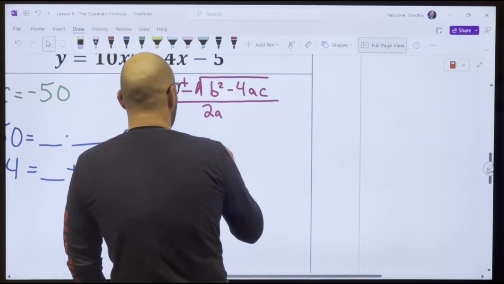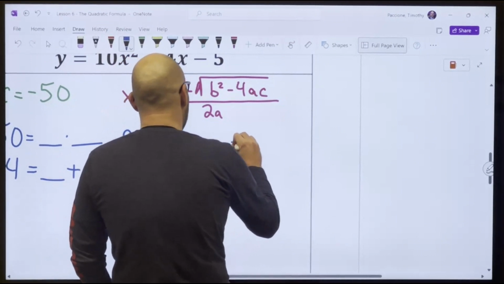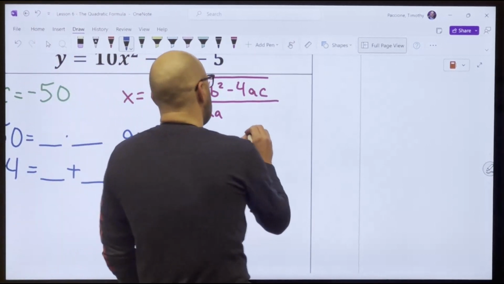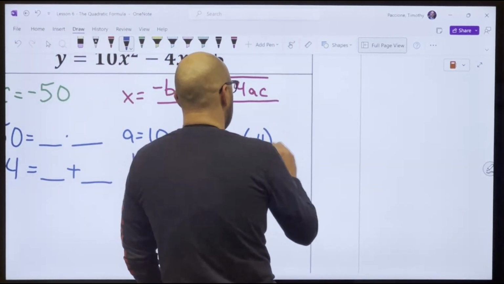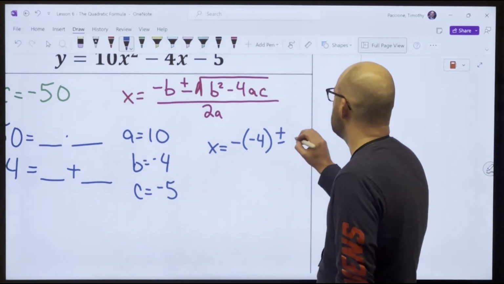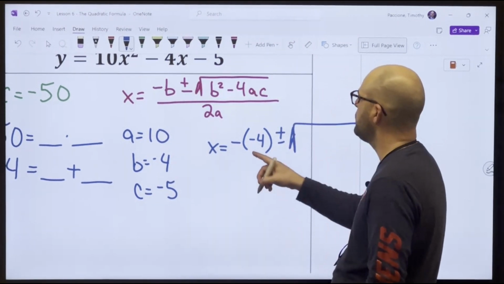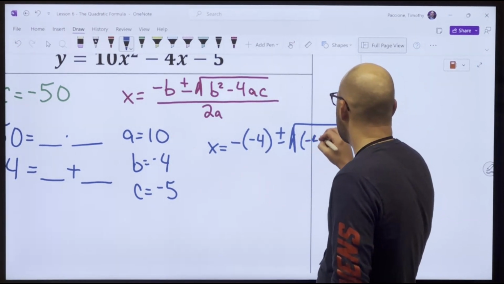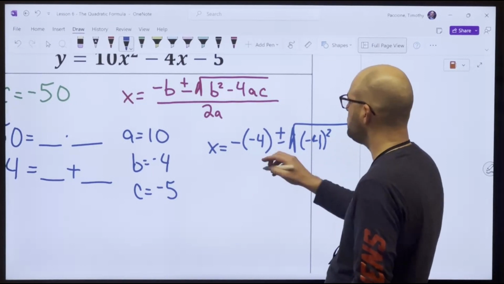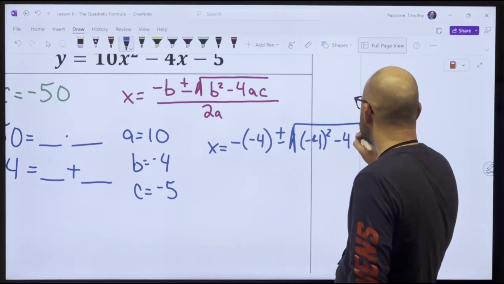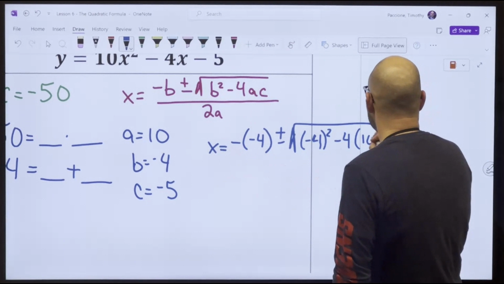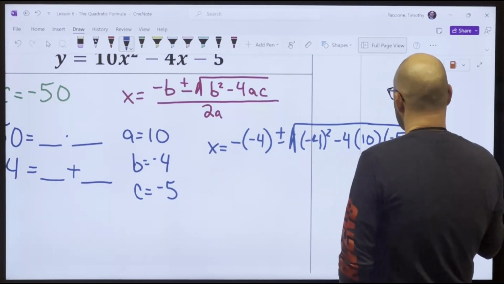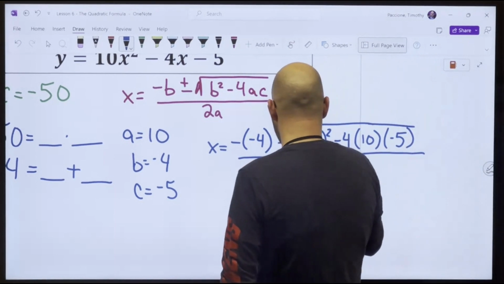So let's see what we got here. We get x equals negative. Our b is negative 4, so that's negative, negative 4. So put parentheses around your negative 4. Plus or minus, open up a big square root. B squared, that's negative 4 squared. Minus 4 times a, which is 10, times c, which is negative 5. All over 2 times 10.